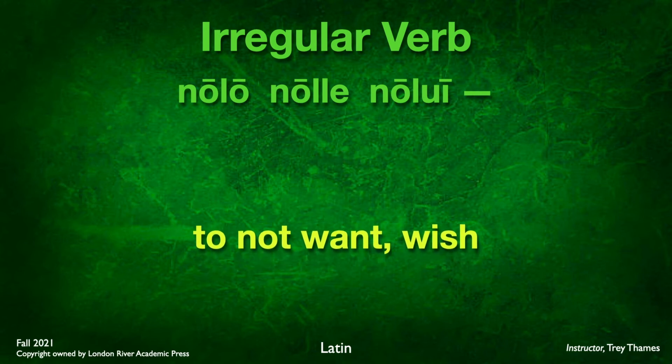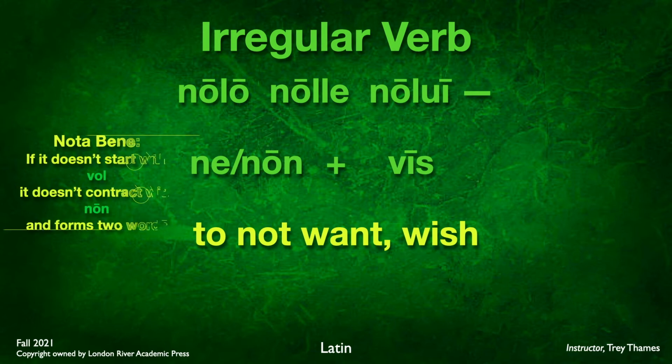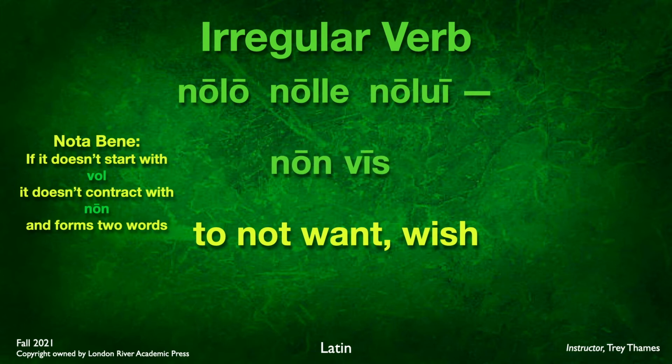Now, by comparison, let's look at the other three forms of this in the present tense. If we take ne or non, we're going to add it to vīs or vult or vultis. And here's a nota bene. If it doesn't start, so the three forms of volo that don't start with a vol, this is not going to contract with non. It's simply going to form two new words. So we're going to end up with non vīs and non vult and non vultis.